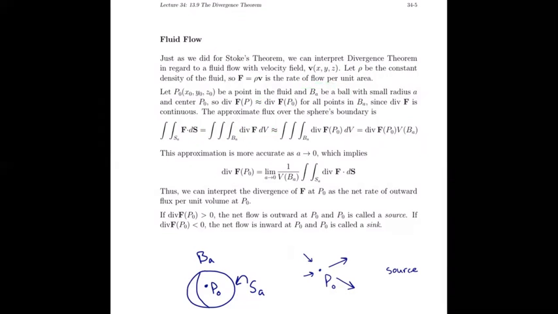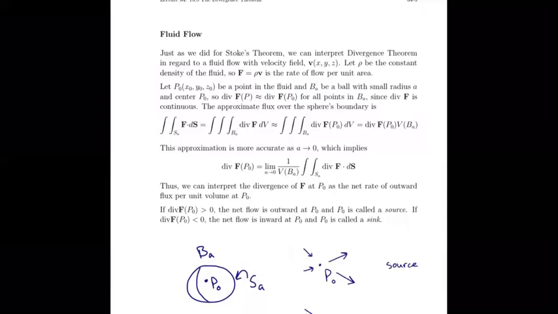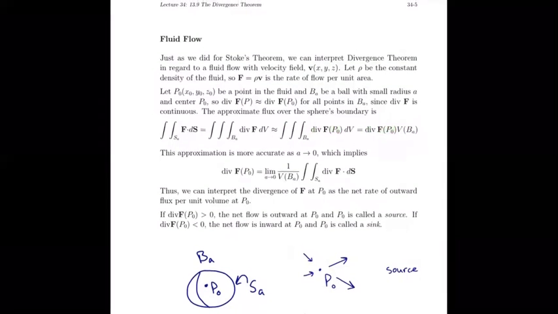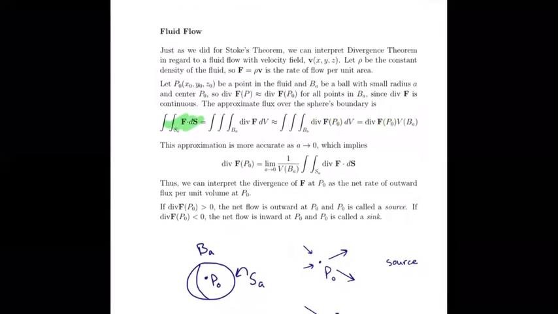And what we realize from here is that the divergence of f at p naught is a constant, just like we saw in the previous example. So it factors out, and we're just looking at the volume of this ball, b sub a. So we'll just write that down as is, the volume of the ball, b sub a, off to the right here. So our flux over the sphere's boundary is approximately equal to the divergence of f at p naught times the volume of the ball.